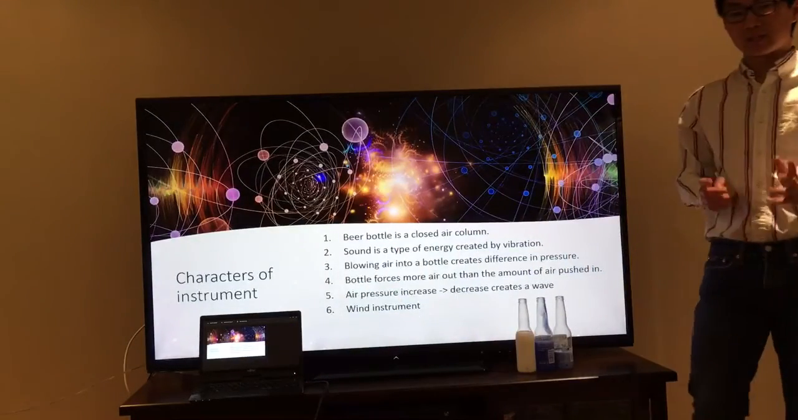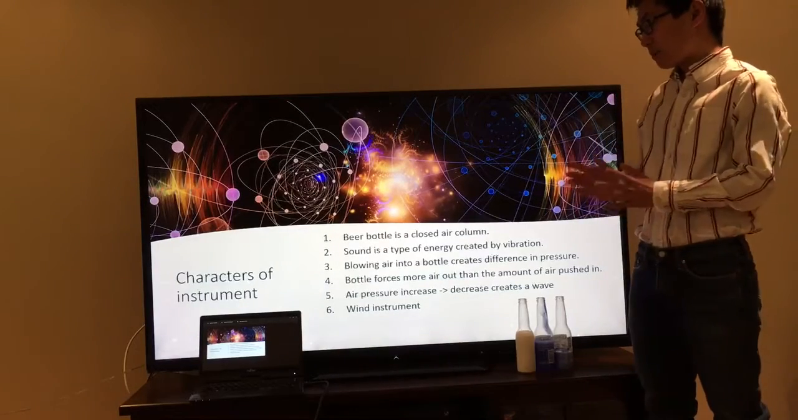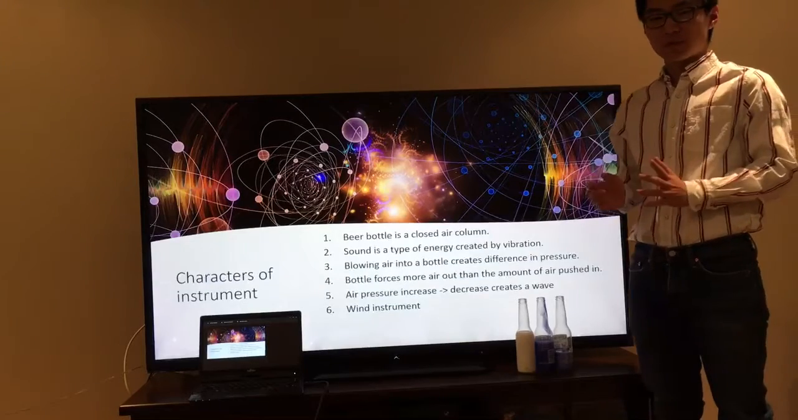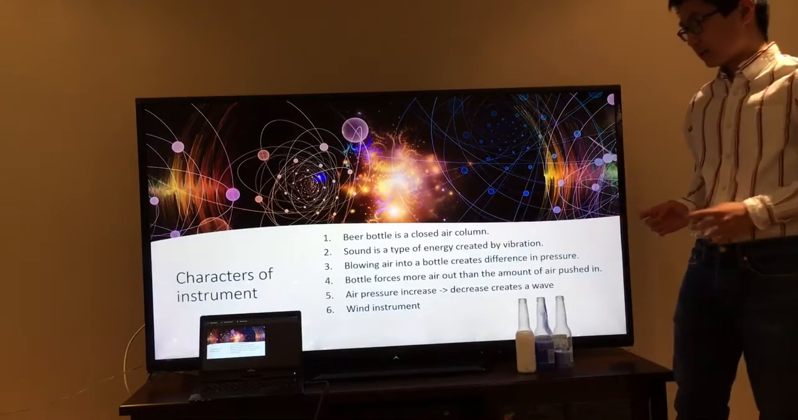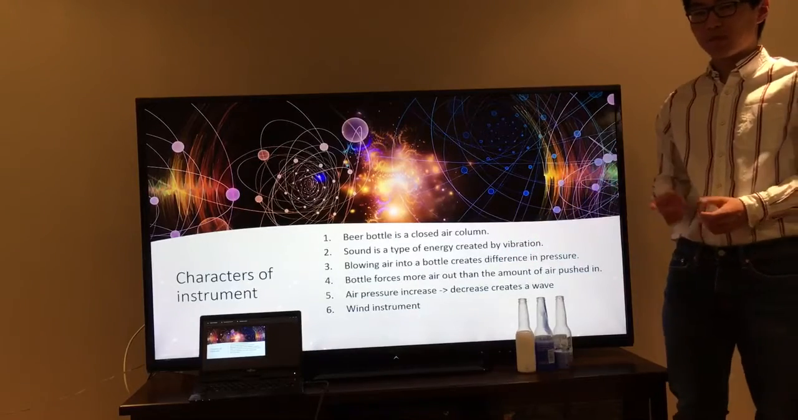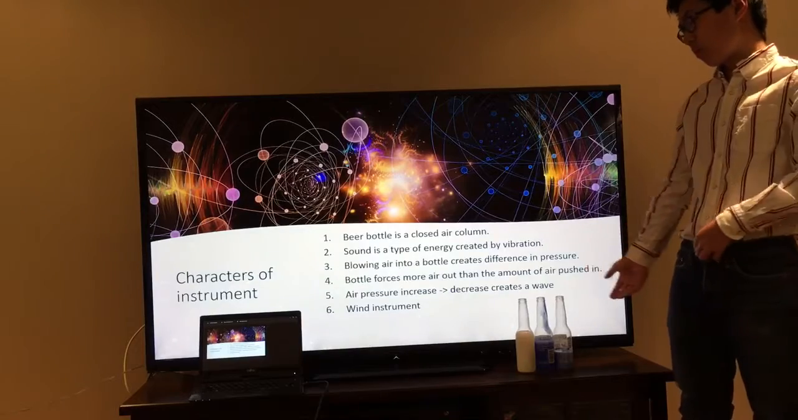Now, characters and adaptations of my instrument. Firstly, we have to realize that a beer bottle is a closed air column. Now that's out of the way, there's a few things that we need to clarify about sounds. Sound is a type of energy that is created by vibration, whether it's vibration in air or any medium, in this case it would be in the water.